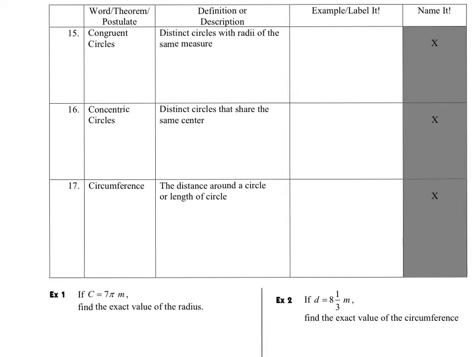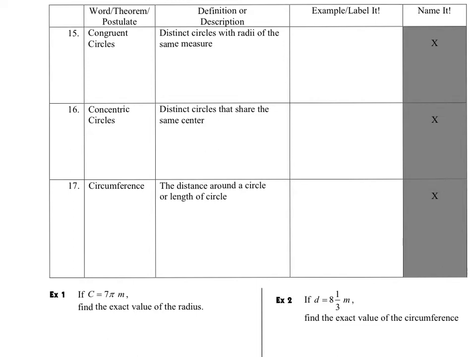All right, folks, back in action here. This is the last page of our vocabulary for circles. We've got congruent circles and concentric circles. We're going to compare these side by side. These often get mixed up for students, so let's get these straight right now.